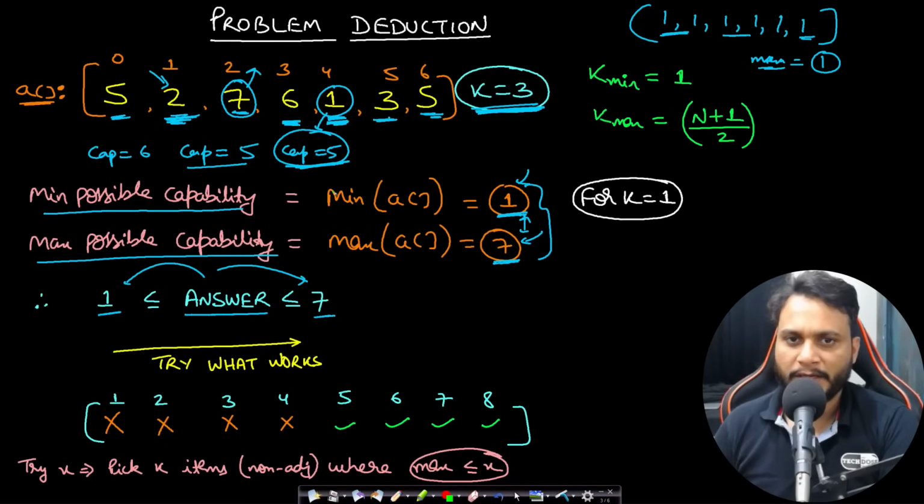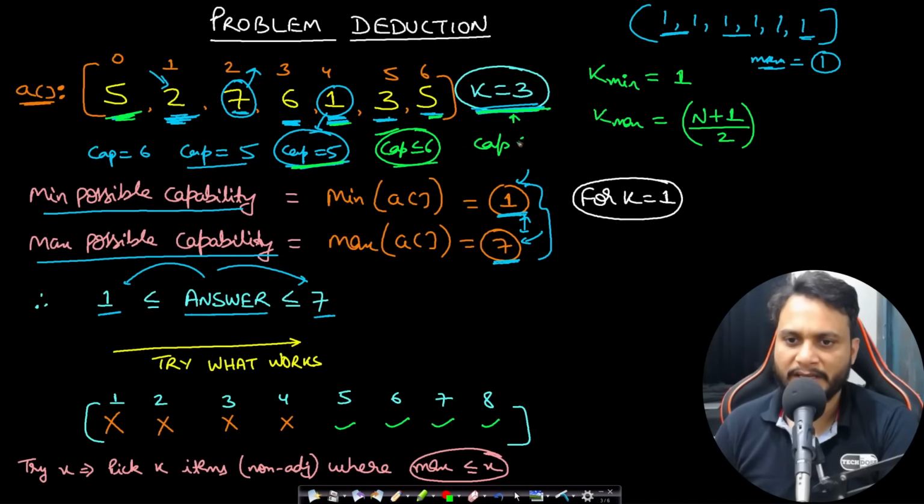Fine. Now if I ask you the question, can you pick k items where the capability is less than or equal to 6? Well, I have already picked k items where the capability is exactly 5. So can I pick the same combination? Like, can I pick this 5, 1 and 5 and say that I have picked a combination where the capability is less than or equal to 6? Yes, it is always possible.